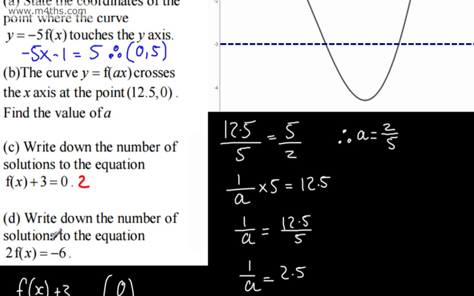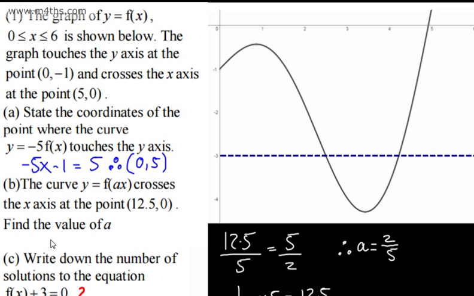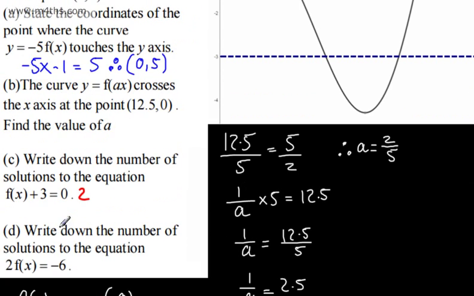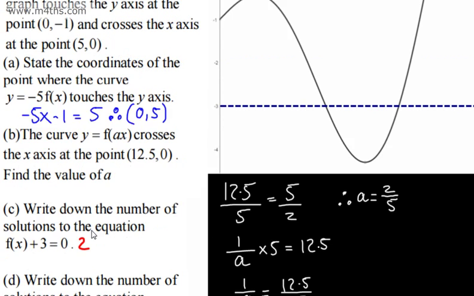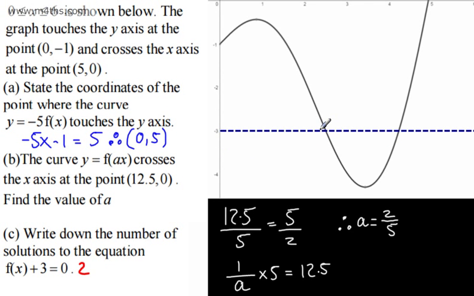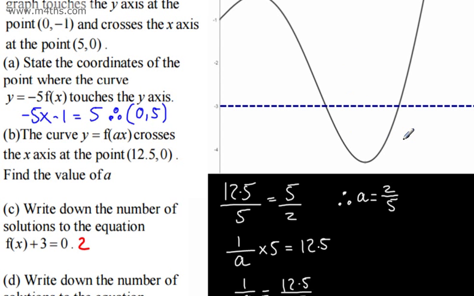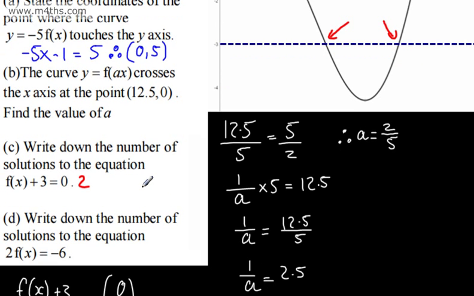Okay, next one, in part D, we need to write down the number of solutions to the equation 2f of x is equal to -6. Our point is now stretched by 2 in the y direction, so we're going to multiply all of the coordinates by 2. If we think at this point right here, this is where y is equal to -3. So all of the points below this would be past -6. So yet again, we have 2 solutions to the equation 2f of x is equal to -6.